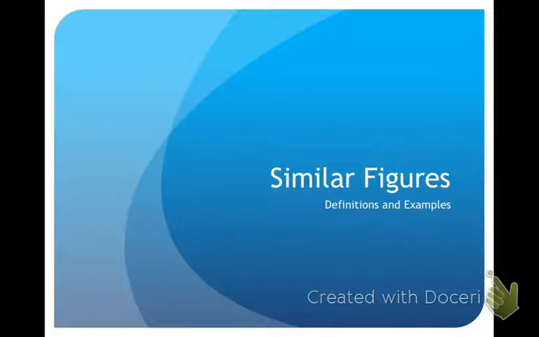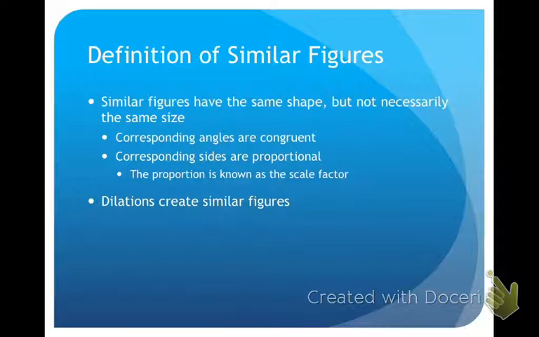Okay, similar figures. Similar figures have the same shape but not necessarily the same size. Boy, that sounds familiar. Something else you should know: corresponding angles are congruent and the corresponding sides are proportional. The proportion is known as our scale factor, which is often given as the letter K. Dilations create similar figures. You knew you heard this stuff before, right? Hopefully.